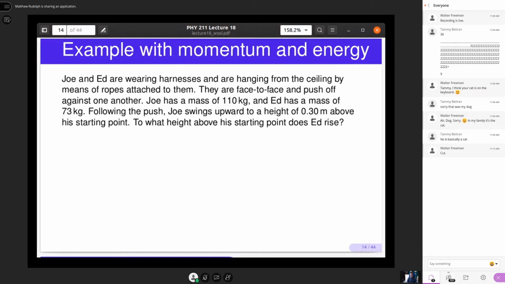And so in this example, we're going to have two people who are swinging from the ceiling on harnesses, right? And they have ropes. So they start off basically with the ropes straight down, they're face to face, and they push off against one another. They have different masses. And then once they push, right, they're going to swing up. We can imagine that. And so we can see how high they swing. And we want to say, if we can see how high one of them swings, can we say how high the other one was also swung up?